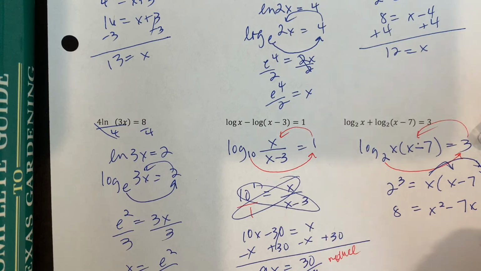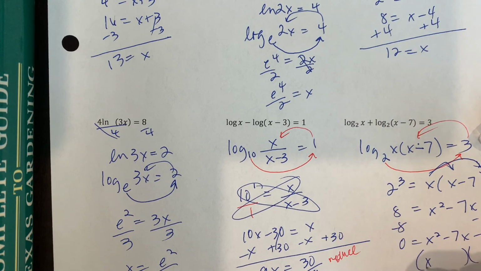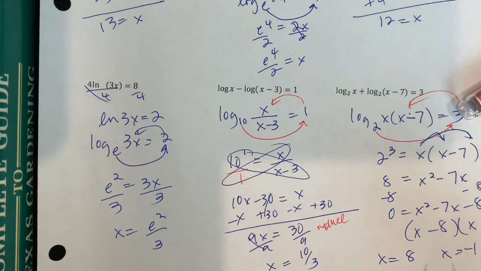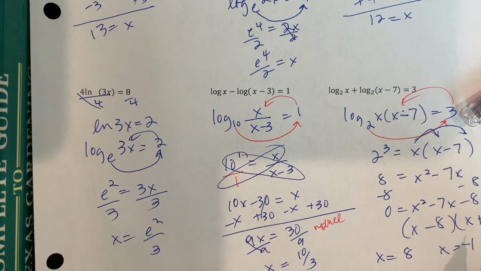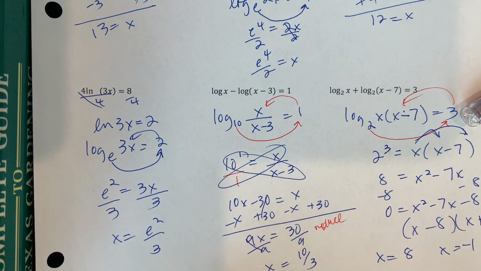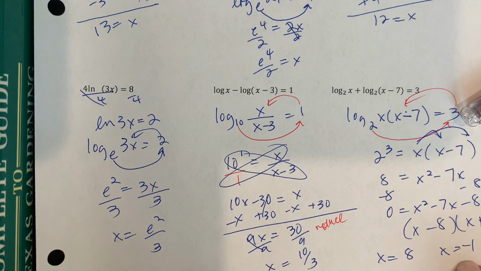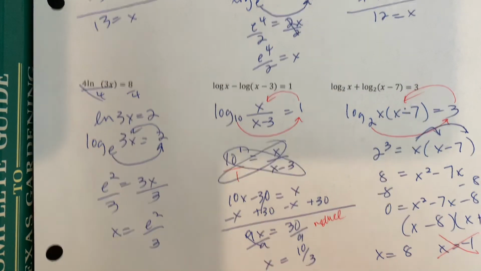Okay, so if I move the 8 over, subtract 8 off of both sides, I have 0 equals x squared minus 7x minus 8. And then I'm going to factor that into x minus 8 and x plus 1. Set both of those equal to 0, and I would have x equals 8 and x equals negative 1. Okay, but remember, you can't have a negative. Log only lets you have positive powers. So that one gets basically thrown out.